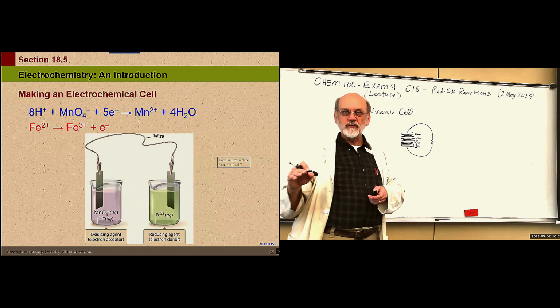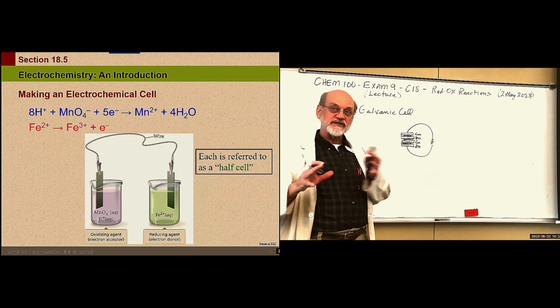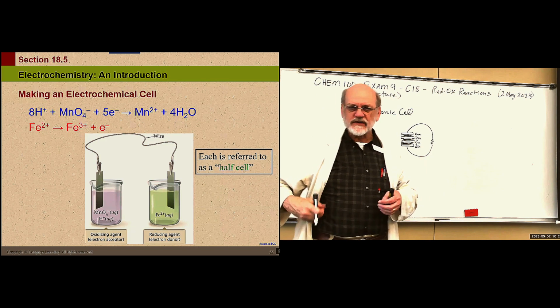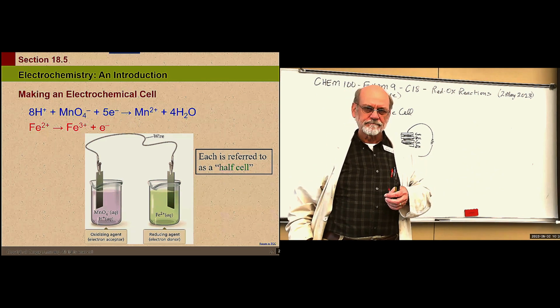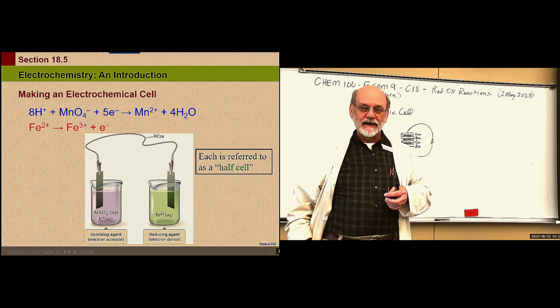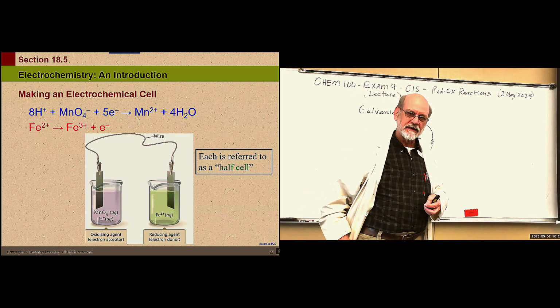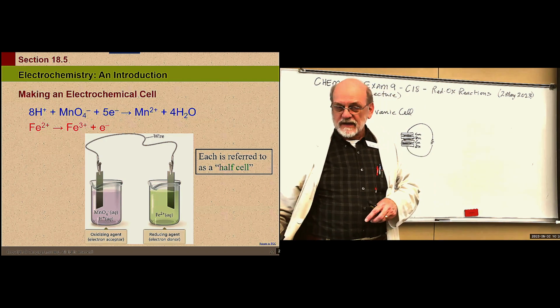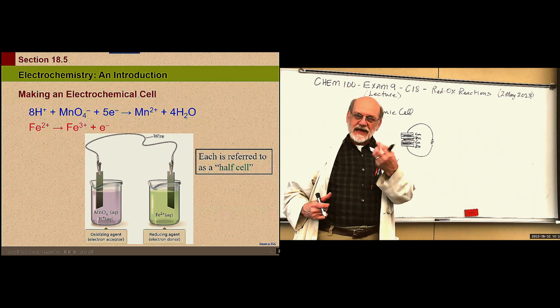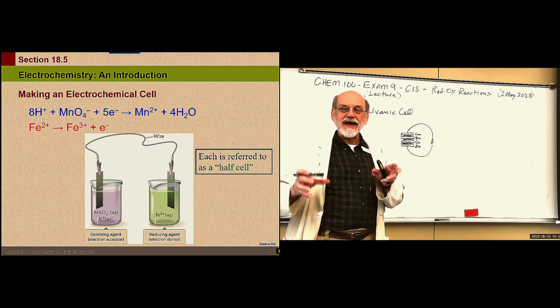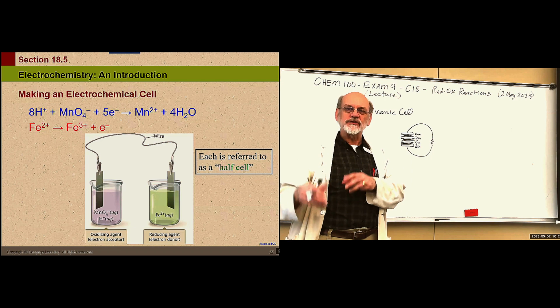Okay, and this would be an example of the type of cell you would set up. We've actually put them on the wrong side. By convention, the reduction goes on the right and the oxidation goes on the left. But we've switched them around. Each one of these half reactions is occurring independently from the other one in its own half cell. So a half reaction goes in a half cell.